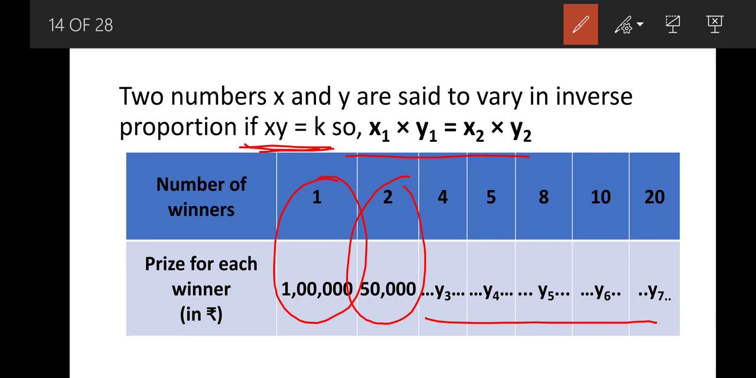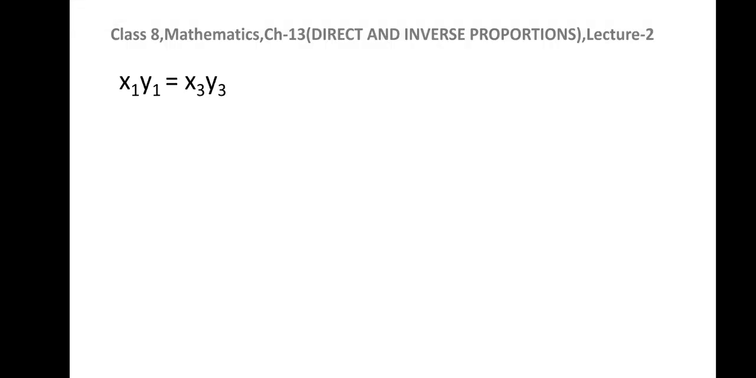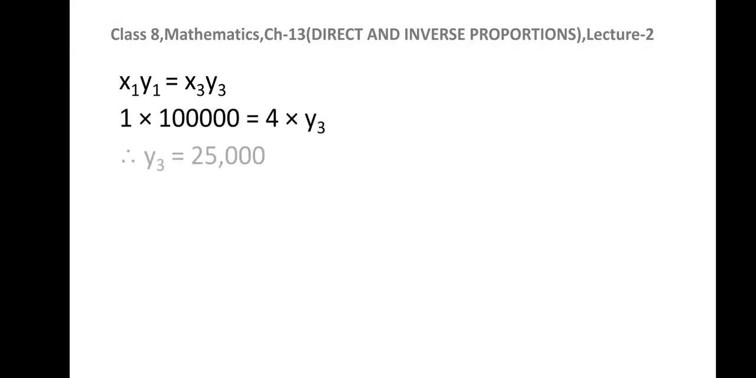Now what we will be doing, we will be taking this x1, x and y. This is x1, this is y1, this is x2, this is y2. This is x3, this is y3. So I will be using x1, y1 and x3, y3 because y3 is unknown. Now as I explained, x1 y1 is equal to x3 y3. So it will be 1 into 1 lakh is equal to 4 into y3, and you will be able to get the value y3 as 25,000 after cancelling out.